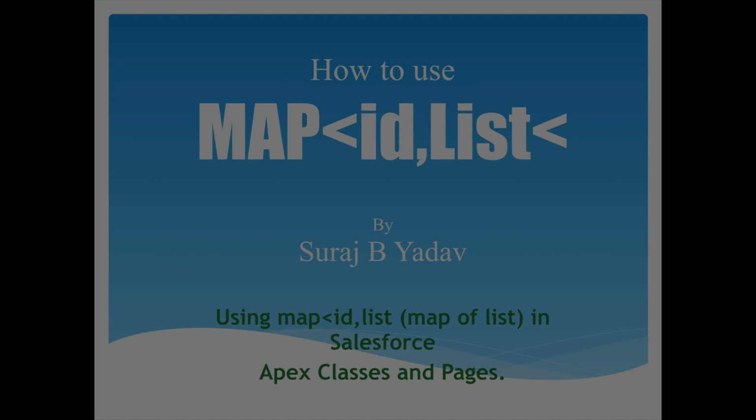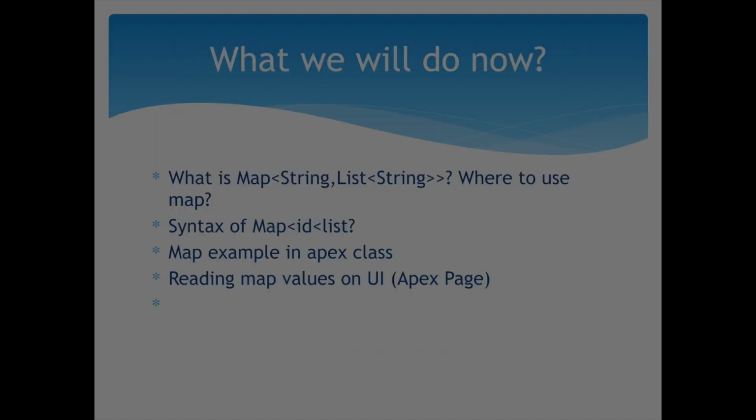I'm back with a topic called how to use map of list. What is this map of list? In my previous topic I was talking about map. Here I'm going to show you how to use a list in the map, which means for a single key, how to store a group of values.